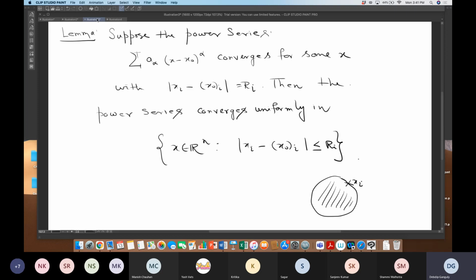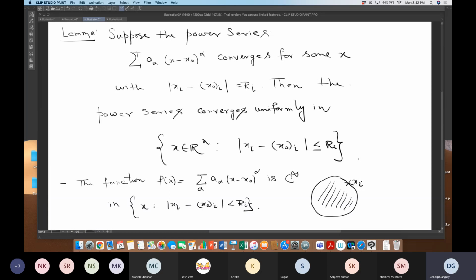And there was another part, and the function f(x) is summation a alpha x minus x naught to the power alpha is C infinity in x such that xi minus x naught is less than r. Okay, the proof, we did the proof, right? What we proved, you remember?